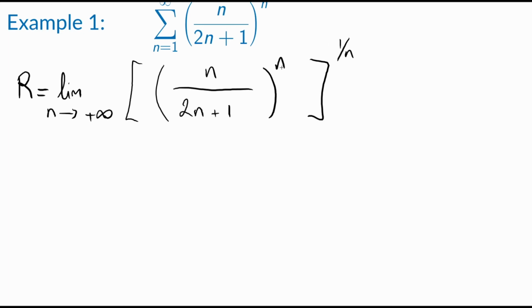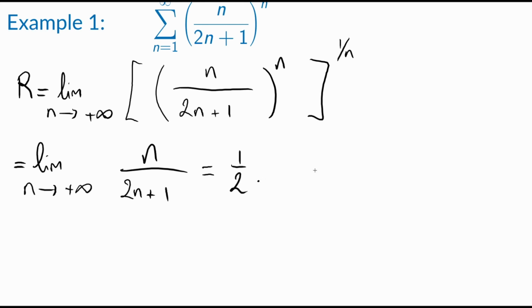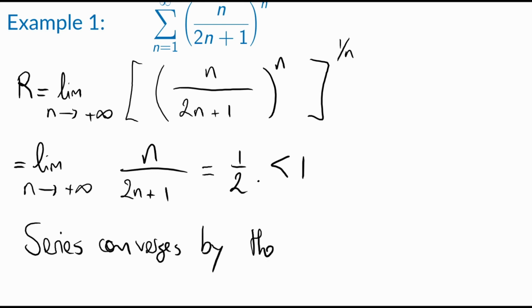And conveniently now we see that this nth power and this 1 over nth, this nth root, they're going to cancel each other. So this is going to give us the limit as n goes to infinity of n over 2n plus 1. And now as we take this limit, we're going to get, right, the numerator looks like n, the denominator is 2n plus 1, so we're going to get a limit of 1/2. 1/2 is less than 1, so this series converges. So this series converges by the root test.